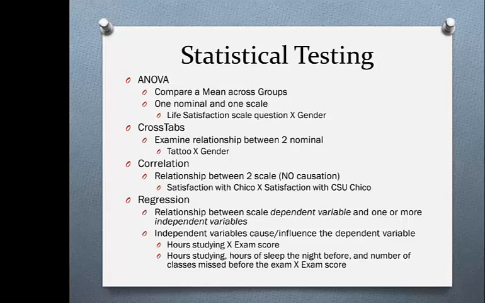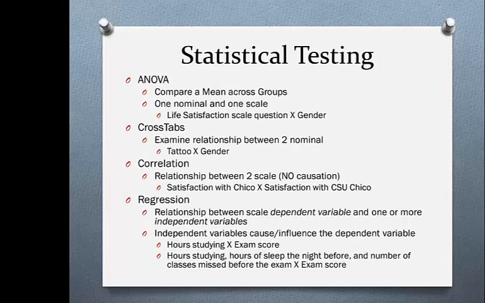Many of you in your groups have hypotheses that look like this. We've also talked a little bit about crosstabs, where we look at the relationship between two nominal variables. For example, tattoo by gender. This would be exploring whether or not males or females are more likely to have a tattoo or not have a tattoo. So any two nominal variables could be compared in a crosstab.